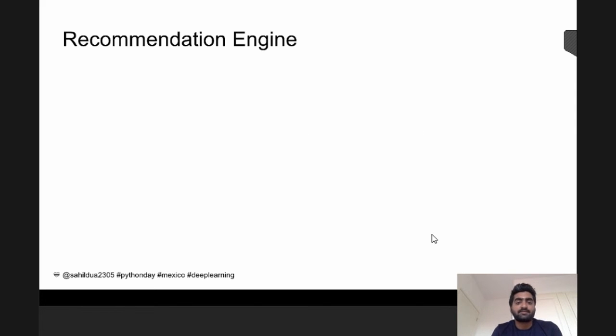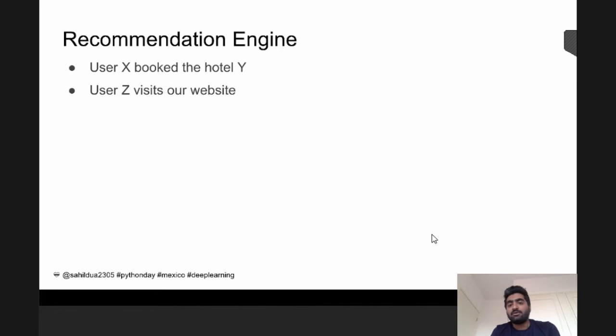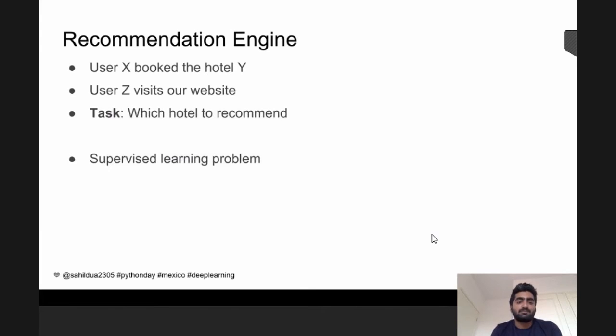So what it means is, let's say we have a user X who booked a hotel Y, and now we have a new user Z who comes to our website, and our task is to choose a hotel that we want to recommend. Of course, we want to recommend a hotel which they will like, to maximize the chances of them booking it. So basically, it's a supervised learning problem.